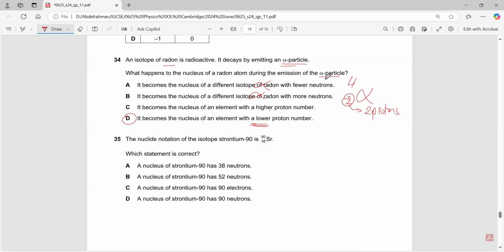The nuclide notation of the isotope strontium is Sr, 90 and 38. Which statement is correct? Does it have 38 neutrons? No, it has 38 protons. Does it have 52 neutrons? Yes, because 90 minus 38 is 52.